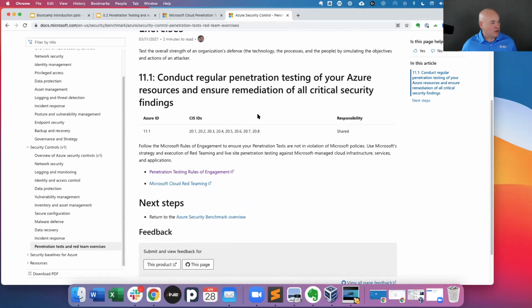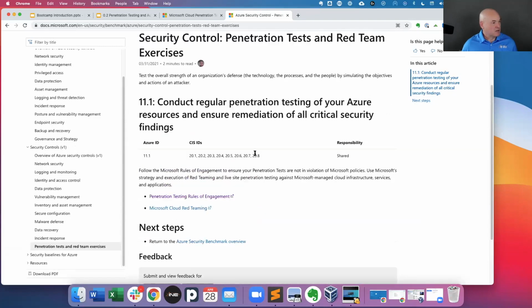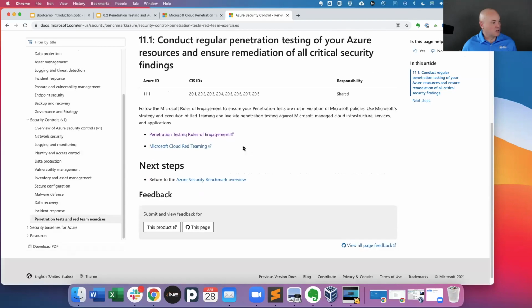the attacks. Usually people know what's going on. In a red team engagement, you'll try to keep that quiet, because you're testing the response. And so this tells us that you could conduct regular penetration tests of your Azure resources and ensure remediation of all critical issues.